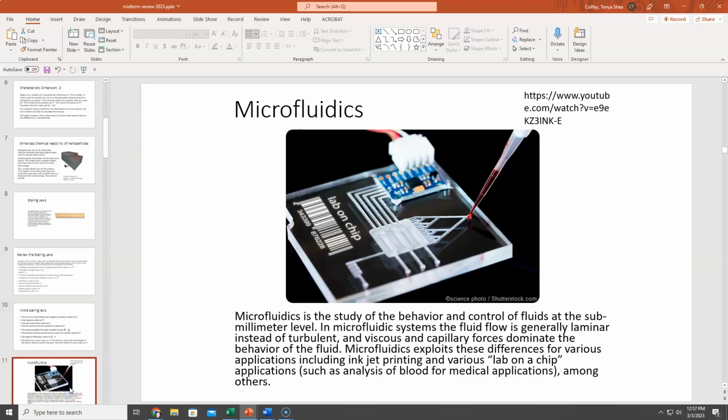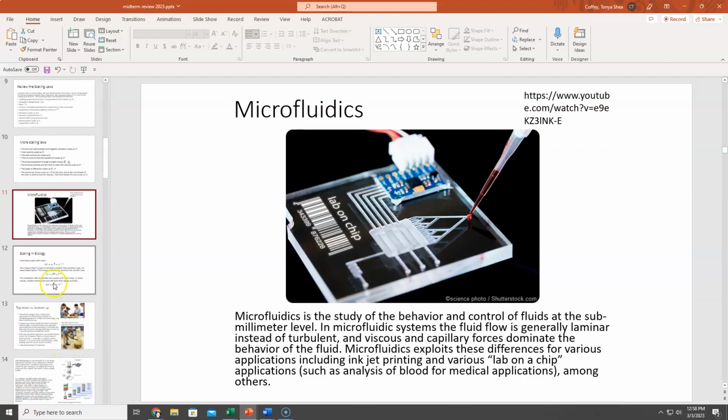We talked a little bit briefly about microfluidics. Microfluidics is the study of the behavior and control of fluids at the submillimeter level. In microfluidic systems, the fluid flow is generally laminar instead of turbulent, and viscous and capillary forces dominate the behavior of the fluid. Microfluidics exploits these differences for various applications, including inkjet printing and various lab-on-a-chip applications like blood analysis, among other things.